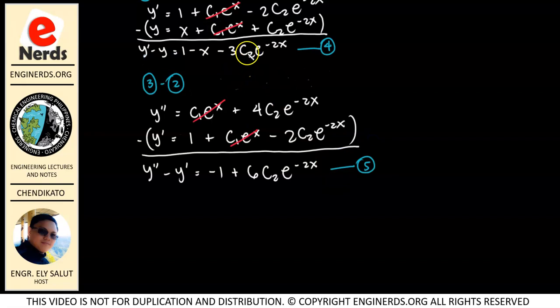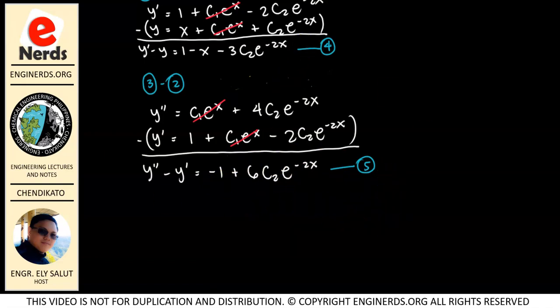So, as you can see, meron pa rin tayo dito ang arbitrary constant c2. But, if you're going to look at here, we also have an arbitrary constant c2. No? So, we will be able to eliminate itong ating arbitrary constant c2 if we are going to either add or subtract itong ating equation 4 and equation 5.